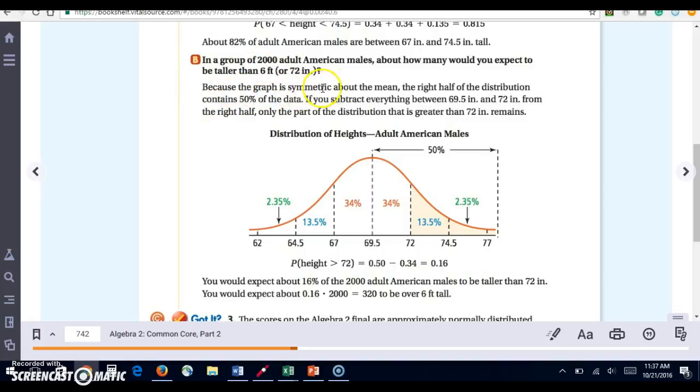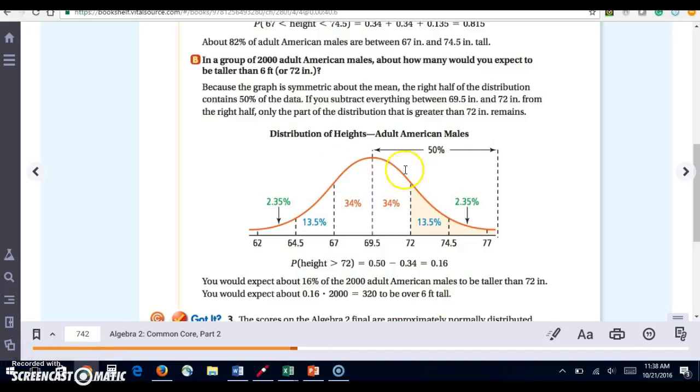It says because the graph is symmetric about the mean, the right half of the distribution contains 50% of the data. So we know this is 50% of the data. If you subtract everything between 69.5 and 72 from the right half, only the part of the distribution that is greater than 72 remains. So you get this 50 minus this 34, which is 16. You would expect 16% of 2,000 adult American males to be taller than 72. Or you could find out the exact amount. So 0.16, which is just this percent as a decimal, times 2,000 is 320. So 320 will be over 6 feet tall.